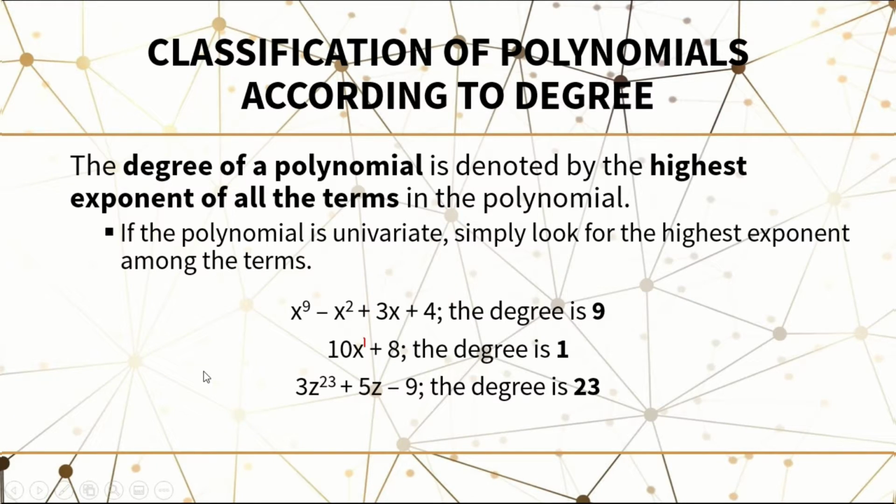3z raised to the 23 plus 5z minus 9. Ang degree niya ay 23 kasi 23 yung kanyang highest exponent. Ayon yung pagkuha ng degree ng polynomial kapag univariate ang isang polynomial.